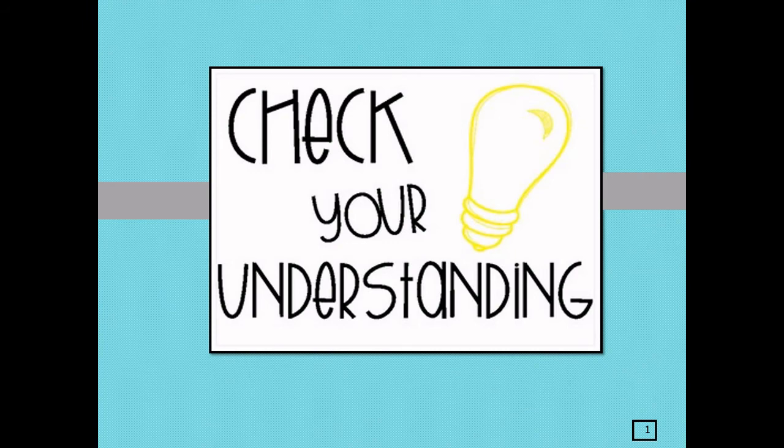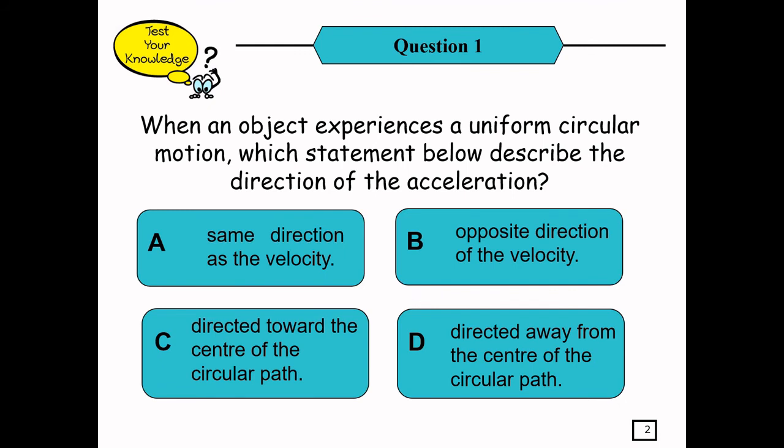Okay guys, before we leave, let's try some questions. Question 1. When an object experiences uniform circular motion, which statement below describes the direction of the acceleration? The answer is C. The direction of the acceleration here refers to the centripetal acceleration. Centripetal acceleration is always directed toward the center of the circular path.